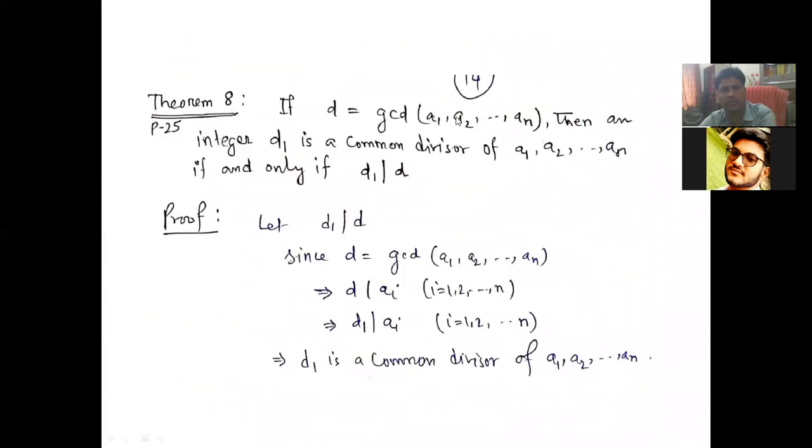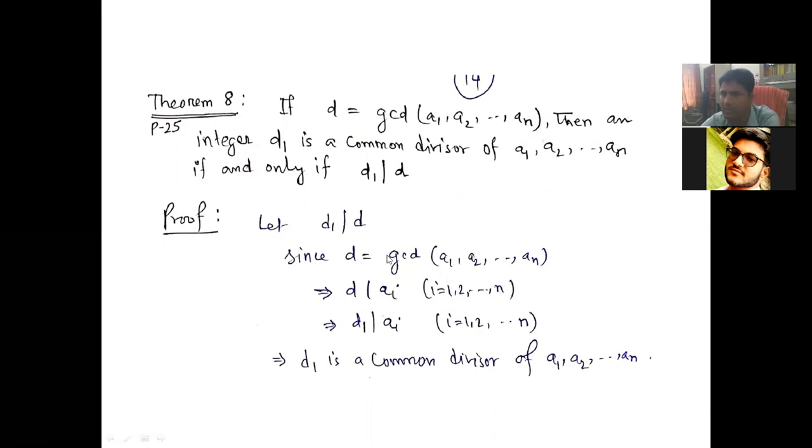Now we will discuss this theorem. If D is the GCD of A1, A2, ..., An, then an integer D1 is a common divisor of A1, A2, ..., An if and only if D1 divides D. So let D1 divides D; we will prove that D1 is a common divisor. D1 divides D, since D is the GCD of A1, A2, ..., An, so D divides each Ai, i equal to 1 to n.